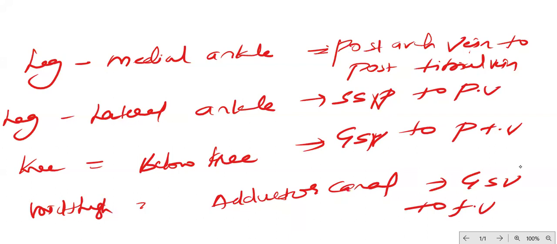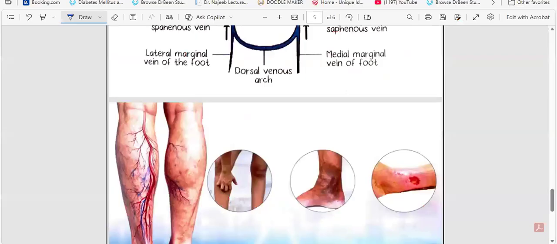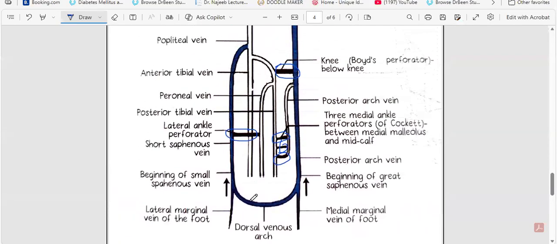So these are the deep veins: the posterior tibial vein, popliteal vein, and femoral vein. And these are the small saphenous vein and great saphenous vein. These are the superficial veins. At that junction, we have perforating veins like this. So first, this is the arch. There are three perforating vein areas present in the leg region.